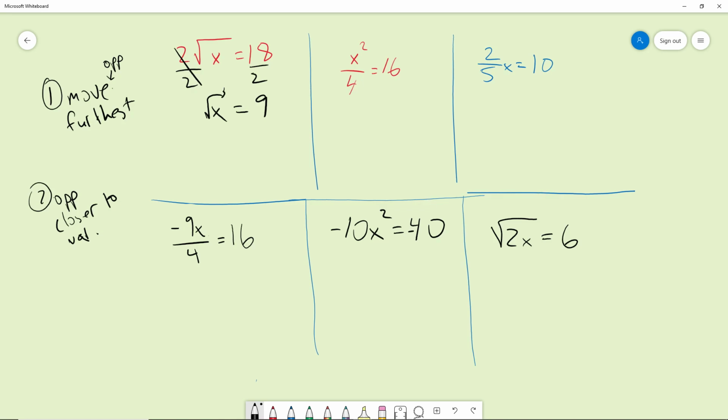And then the opposite of root, power of 2 to both sides. Cancel, cancel. Not 18, it's 81.